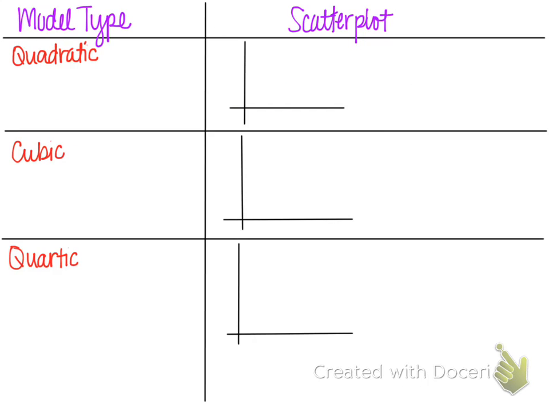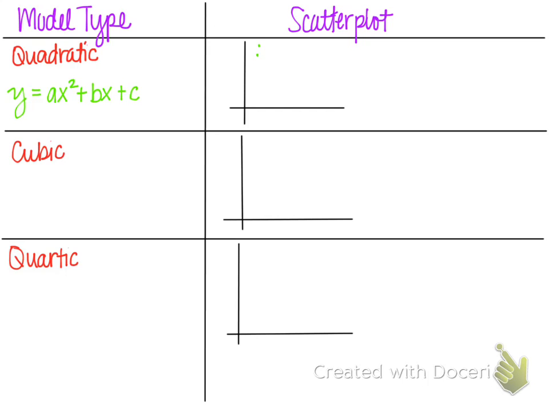Okay. So we've got our model type on the left-hand column, and I've got our scatter plot on the right-hand side. So I'm going to show you what these types of regression models look like. So for quadratic, our form is y is equal to ax squared plus bx plus c. The highest exponent term for this one is x squared. So data that follows a quadratic pattern is in the shape of a parabola. It could be opening up or it could be opening down.